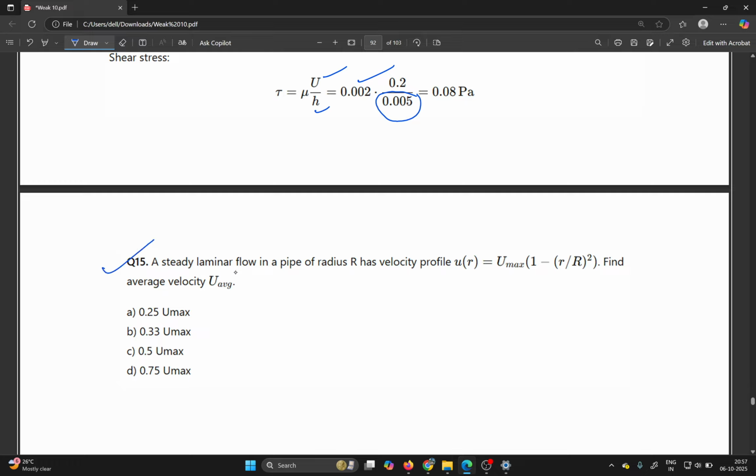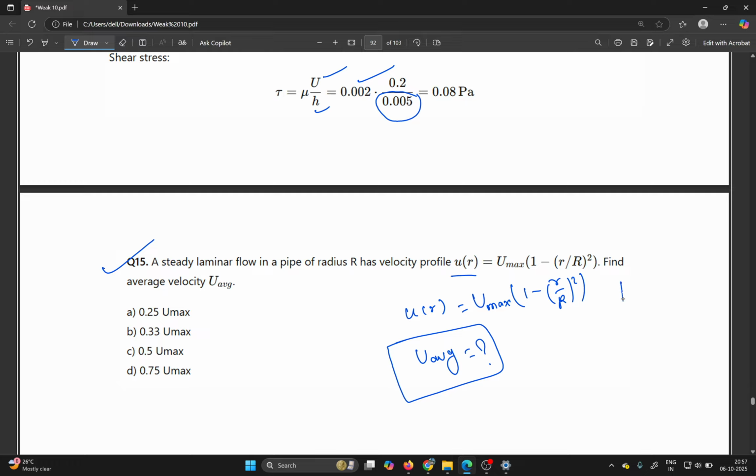I study laminar flow in a pipe of radius R. The velocity profile is this: u(r) is equal to U max times (1 minus r squared by capital R squared), where U max is at the middle. Find the average velocity. U average you need to calculate. Very important. How will you calculate U average?